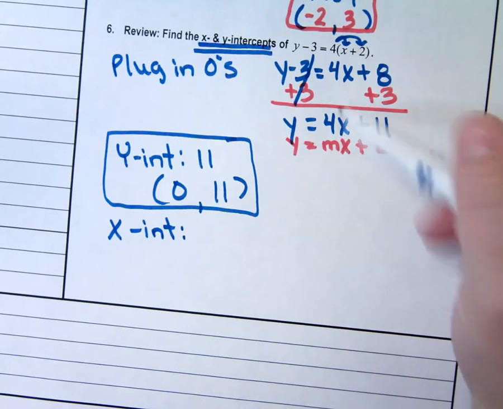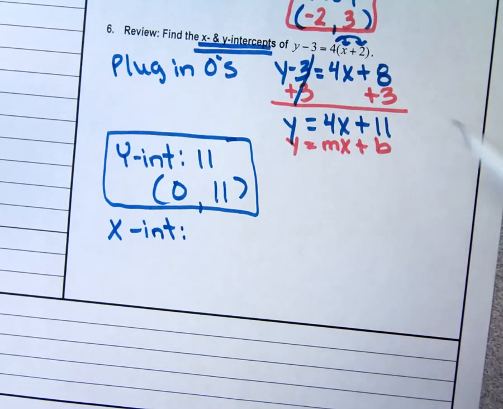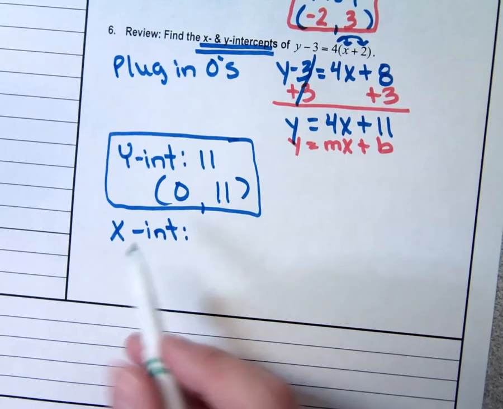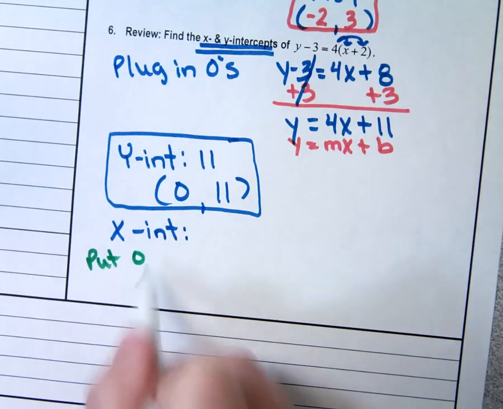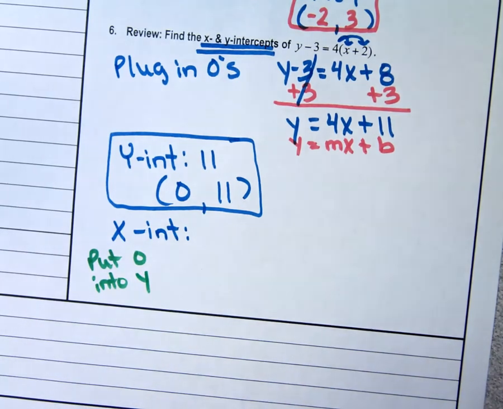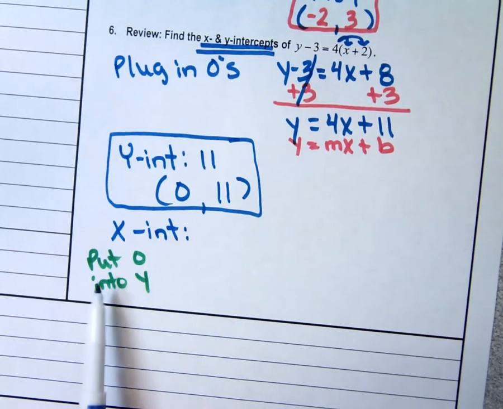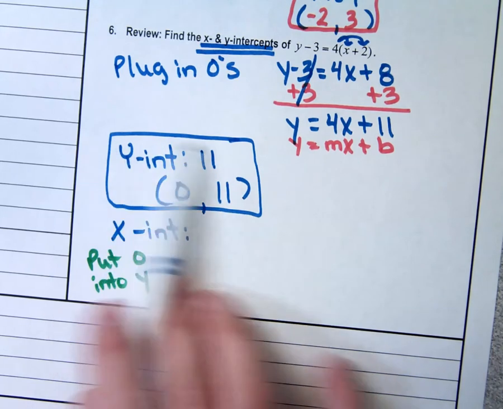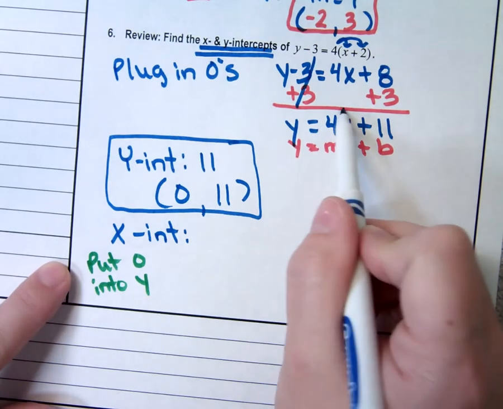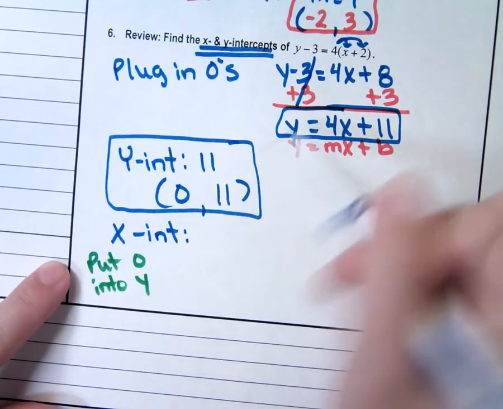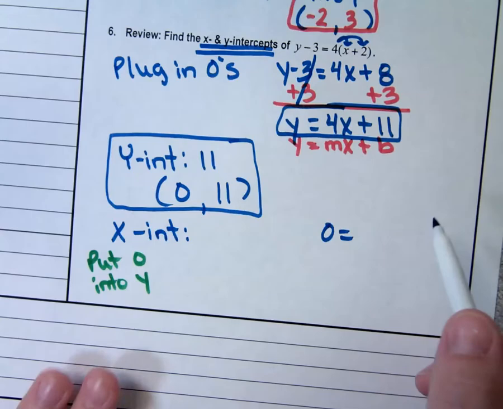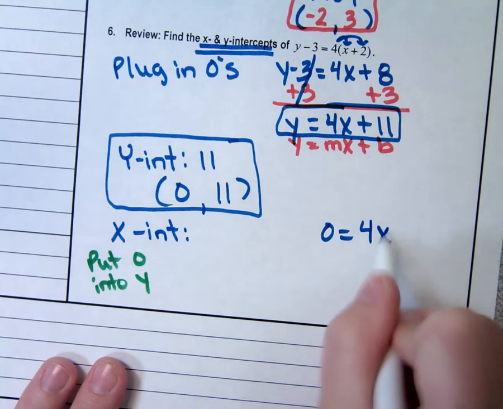Okay, if I want to find the x-intercept, I can't just look at this equation and figure it out. I know 4 is the slope, and I know 11 is the y-intercept. So if I want to find the x-intercept, do you remember how we do that? We put 0 into y. It's always the opposite letter. If I want to find an x-intercept, I put 0 into the y. And if I had to do that up here for the y-intercept, I would have put 0 into the x. Okay, so with this equation right here, I'm going to put 0 into this y. So this is going to say 0 equals, and then I'm going to recopy the 4x plus 11.